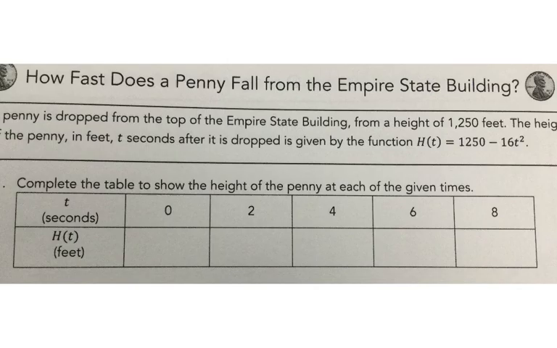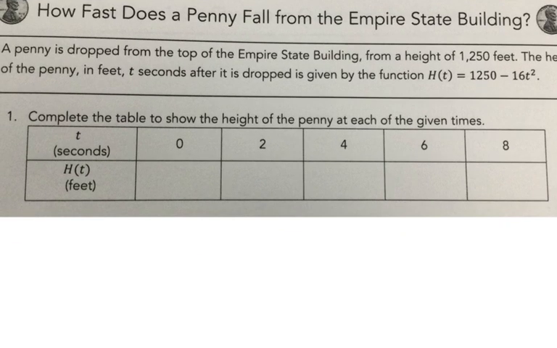Here, a penny is dropped from the top of the Empire State Building from a height of 1,250 feet. The height of the penny in feet, t seconds after it is dropped, is given by the function h of t equals 1250 minus 16t squared. So when the time is at 0 seconds, what's the height of the penny? 1250.